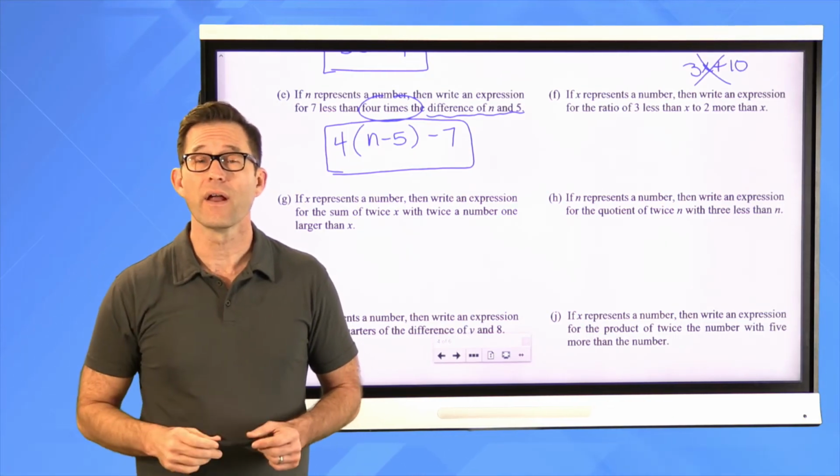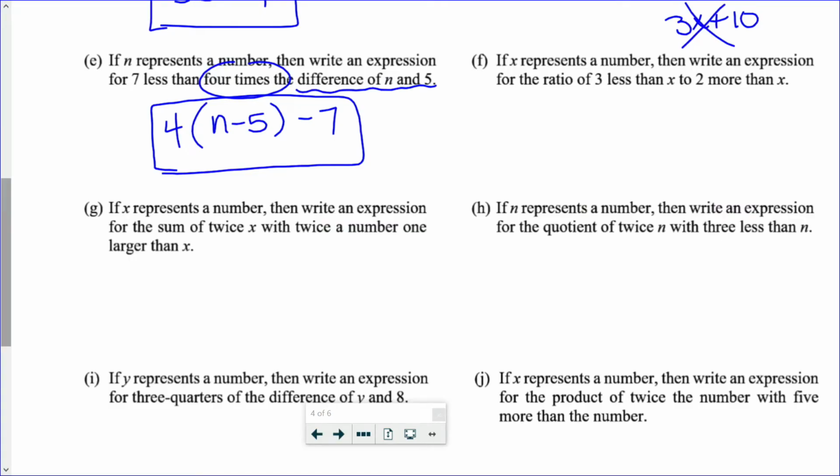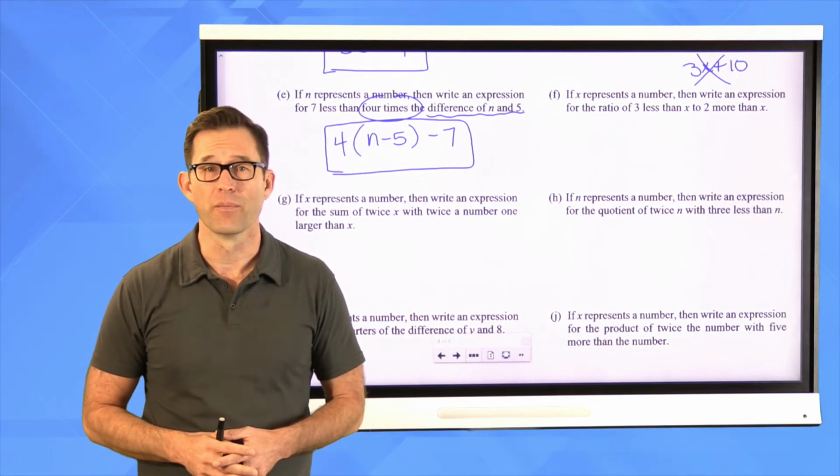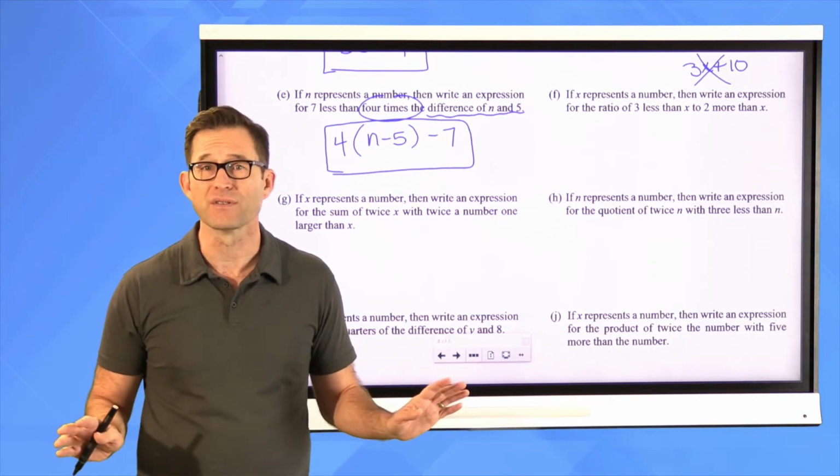Let's take a look at letter F. If x represents a number, then write an expression for the ratio of 3 less than x to 2 more than x. All right, ratios can be tricky for people, right? But it's all about fractions, okay?